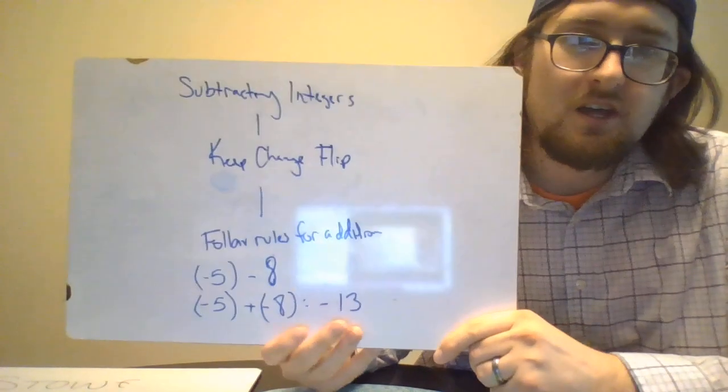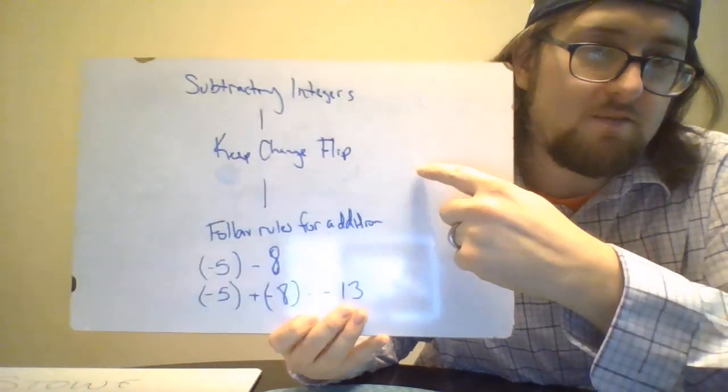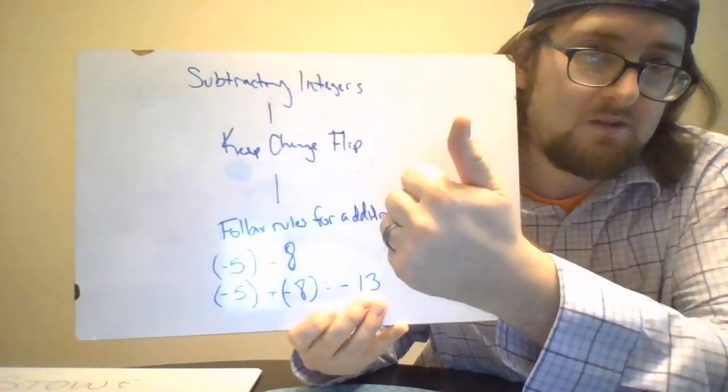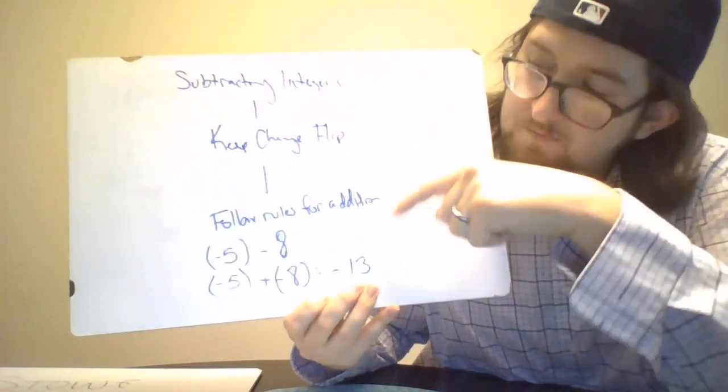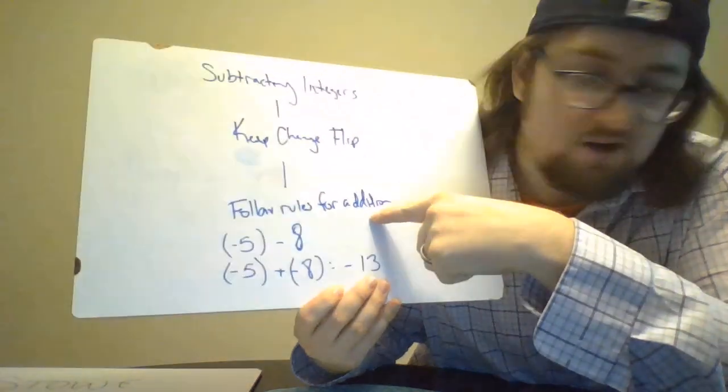Subtracting integers. You want to use the keep, change, flip method. Keep the sign of the first number, change the subtraction to addition, and flip the sign of the second number. And then once you do that, you follow the rules for addition.